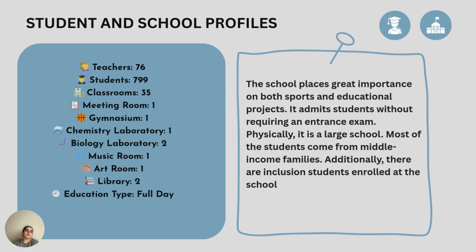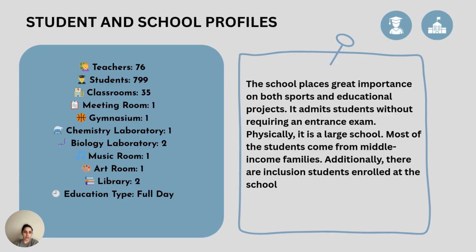Okay, the school includes 76 teachers with 799 students and 35 classrooms, one meeting room, one gymnasium with three laboratories. Two of them are biology and one of them is chemistry, and one music room, one art room, two libraries, and the education type is full day.